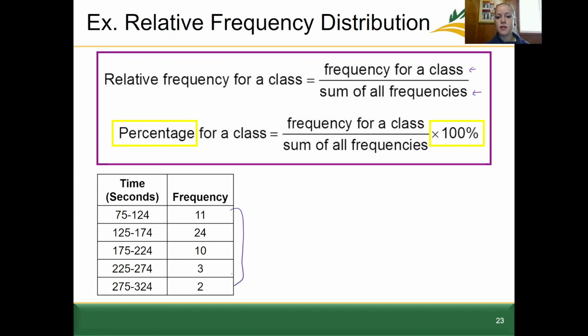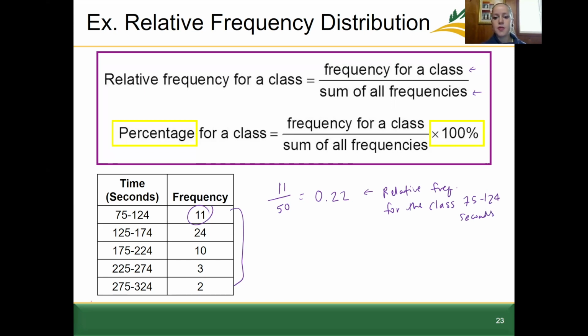I want you to practice doing this on your own too. And then let's go ahead and pick 11 as our frequency for one of the classes. So we have 11 divided by 50. And you should calculate that to be equal to 0.22. This is our relative frequency for the class 75 to 124 seconds.